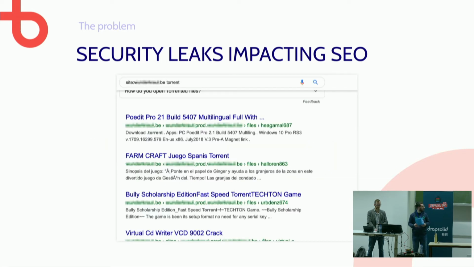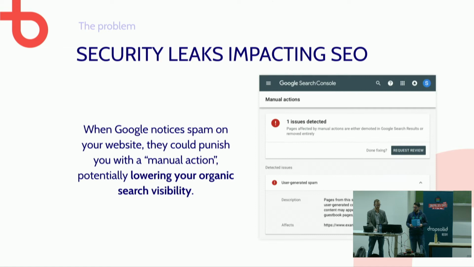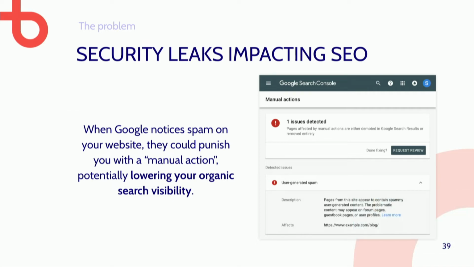This is a screenshot of a live website where we just searched for a specific site and then added the keyword torrent behind it. And then we can see that this regular website had a lot of torrents indexed by Google, which is not something you want because Google can and will punish you for that. If Google notices that you have a security leak, then they could give you a manual action. And a manual action is actually a Google employee who spotted that there is something wrong with your website, in this case a security leak, they will flag your website, and that will actively lower your organic visibility in search engines.